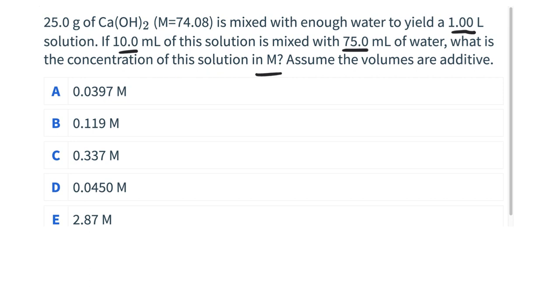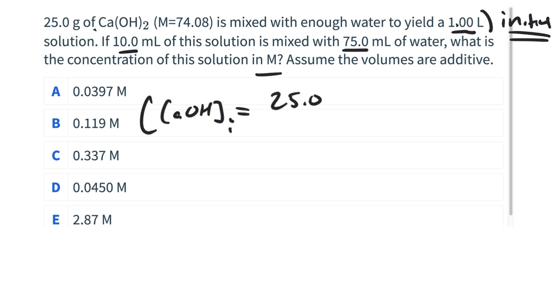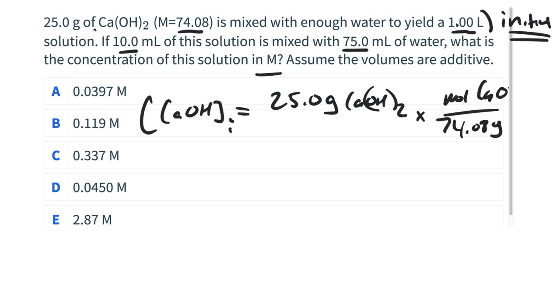Okay, so let's think of the first dilution step. We're taking so much of this compound and preparing a 1 liter solution. So our concentration of calcium hydroxide, maybe we'll call this the initial solution, because we're going to change it in the second step. Let's calculate this initial concentration. .0 grams of calcium hydroxide. This is the molar mass. This is often the way in an exam problem will give you a molar mass. So 74.08 grams per mole of calcium hydroxide.